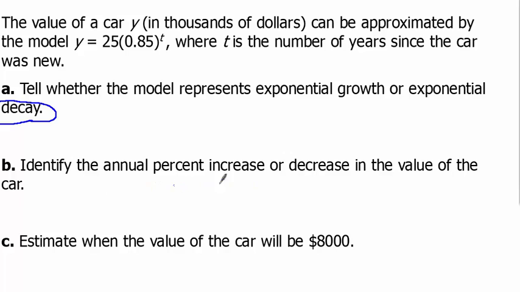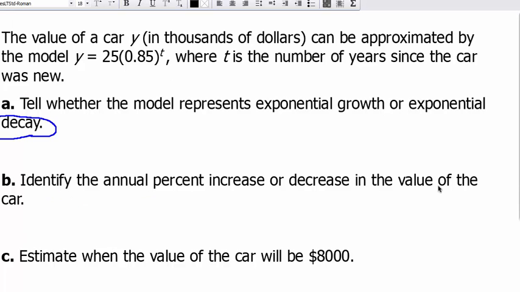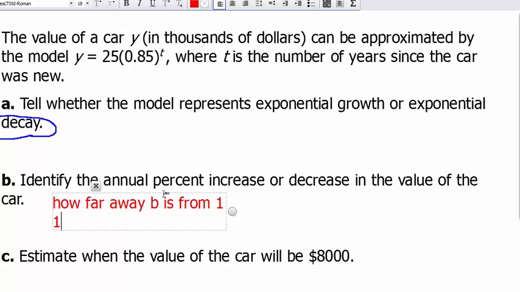The percent increase or decrease is not the value for b. It is how far away b is from 1. So in this case, I'm going to do 1 minus 0.85, and that is 0.15. To change that to percent, I'm going to multiply by 100. So my annual percent decrease is 15. So I do need to say that it's a decrease.